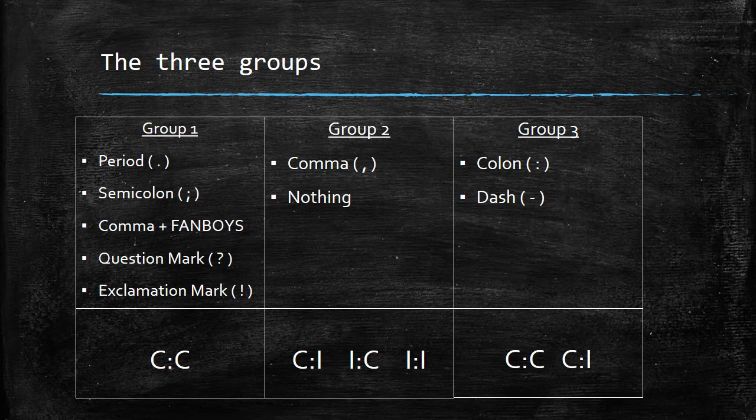And so for group 2, you have a comma or nothing at all, and then there are 3 combinations of ideas that either of those can come in between: complete, incomplete; incomplete, complete; incomplete, incomplete. Group 3 is your colon and dash, and then down below you'll see complete, complete, and complete, incomplete. So I need you to memorize that stuff for next time.